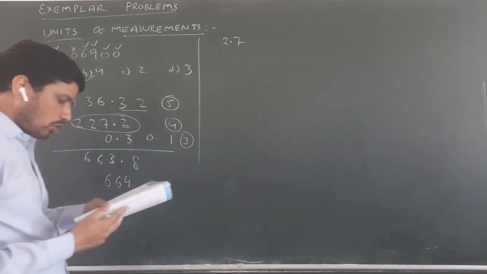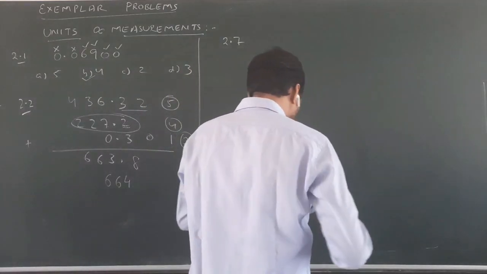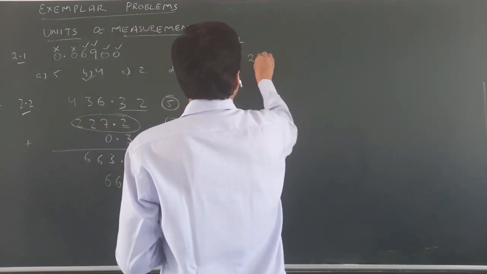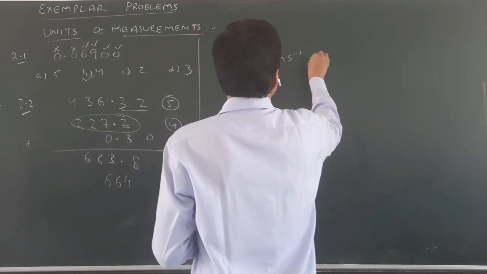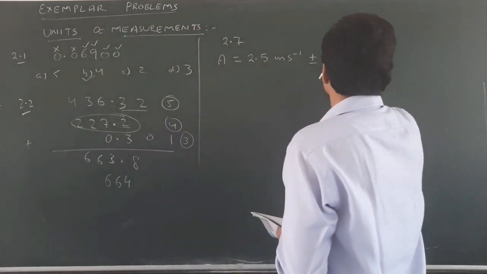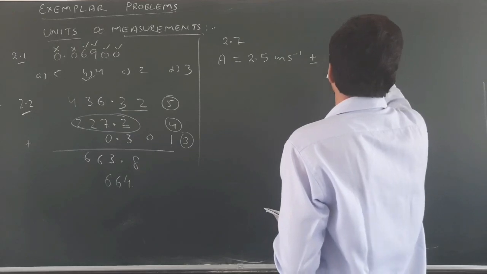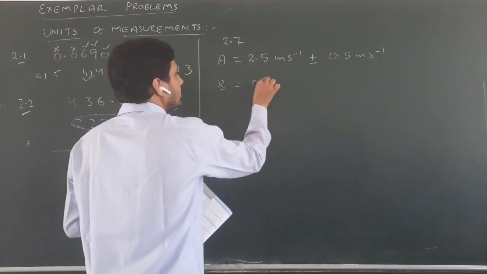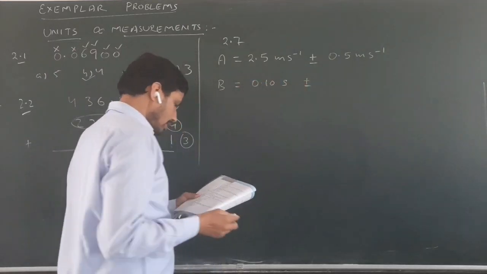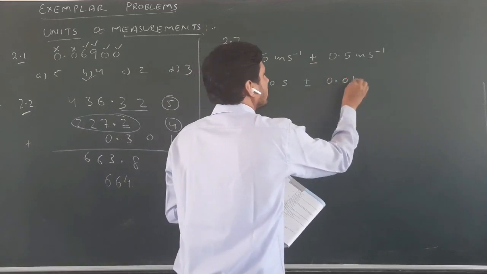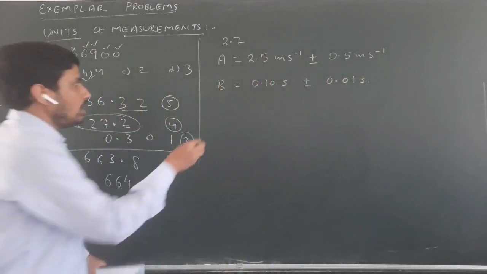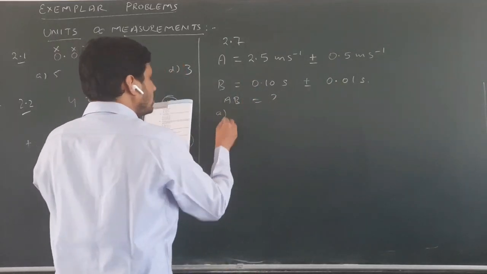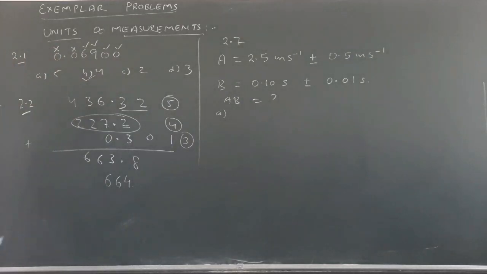Measure of two quantities along with the precision of respective measuring instruments are given. There are two quantities. A is given 2.5 meters per second plus minus 0.5 meters per second, and B is given 0.10 second plus minus 0.01 second. You have to find AB. AB is equal to question mark, and there are four options given. I'm not writing the options. Let us simply calculate it.